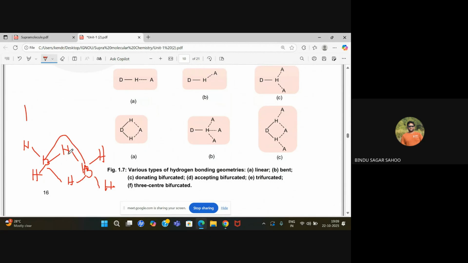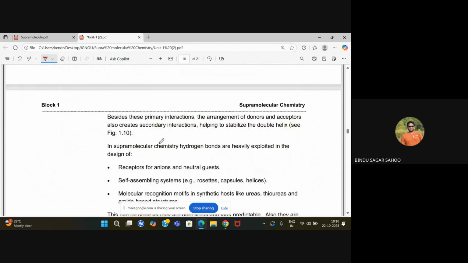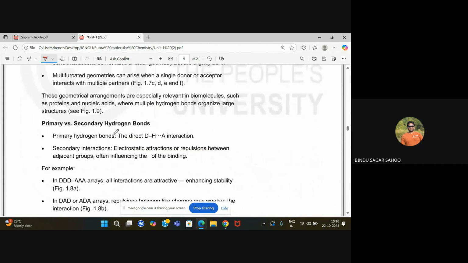Two electron system is a separate thing, but this is a three center system. One, two, three. Here also, one, two, three. This is called three center bifurcated. Bifurcated means it is furcated in two directions, in this direction and in this direction. It is trifurcated in this system: this direction, this direction, this direction. So these are the various types of hydrogen bonding geometries. So you need to remember one by one the different types of interactions.